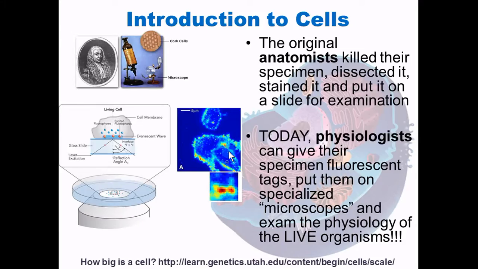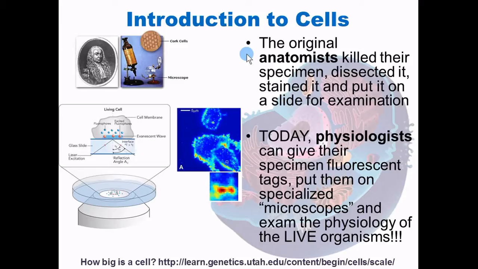All right. So a little more of the introduction to the cell. I just talked about Robert Hooke. In the old days, anatomists would actually kill the specimen. They'd put it out on a slide in a real thin layer, and then they would put dyes on it to stain it, shine some light through it, and then label those parts. That's the good old days when we killed it and threw it in the trash, right?